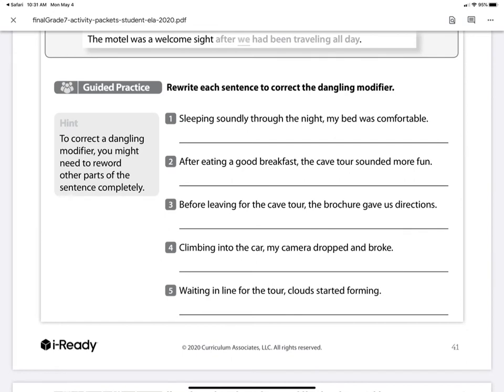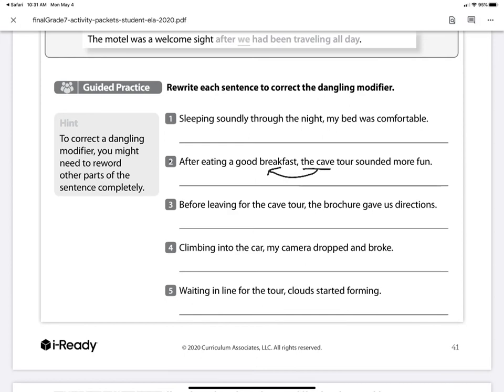Now let's look at the example. This is a guided practice. I will help you with number 2. After eating a good breakfast, comma, the cave tour sounded more fun. Now this sounds like the cave was the one who ate a good breakfast. So it needs a subject.